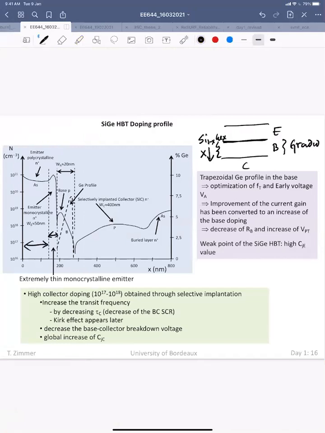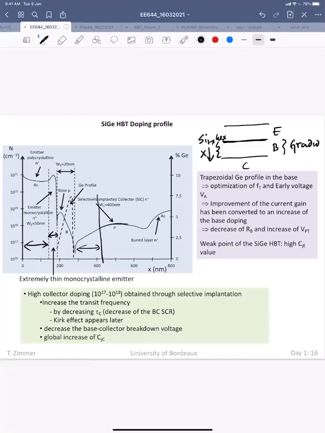Then I have the base. There is a base doping which is graded, and on top of that, my germanium profile is also graded. And then my collector, right? I have a buried collector, and this part is your collector which controls your breakdown voltage. And this is my buried collector which is highly doped to reduce resistance.